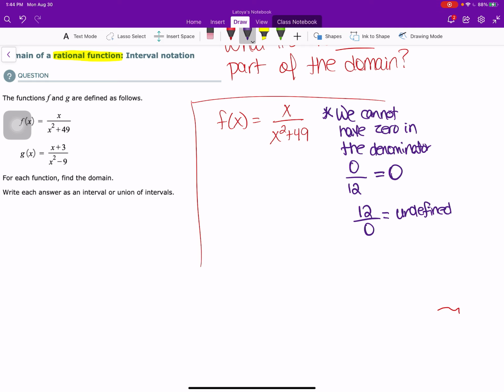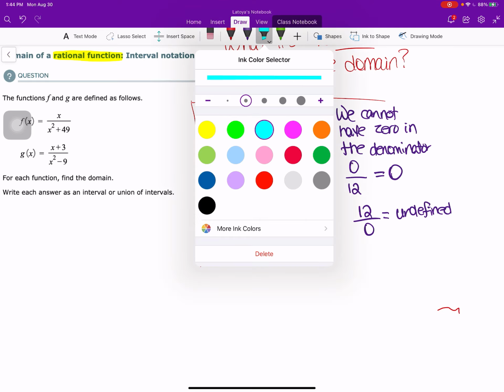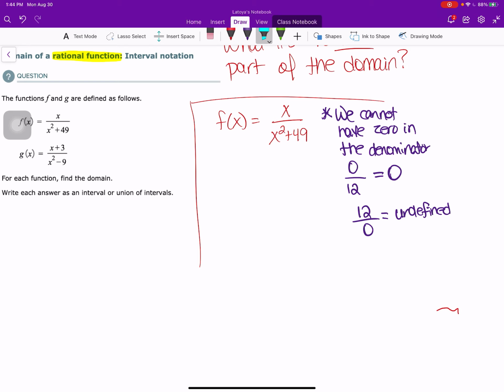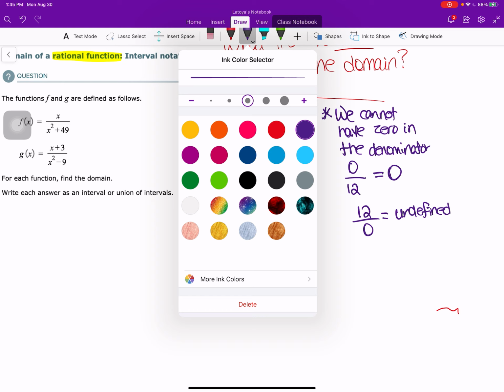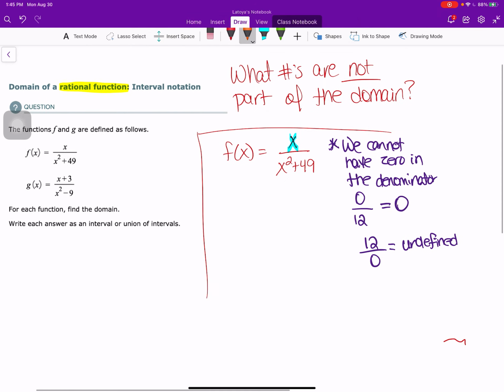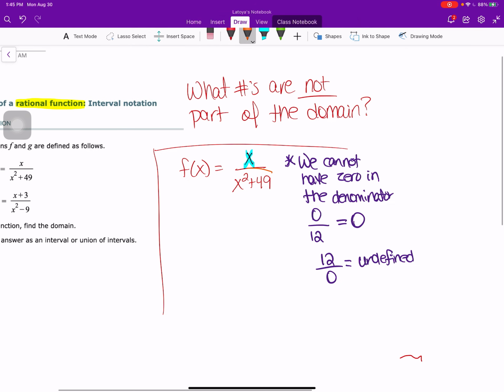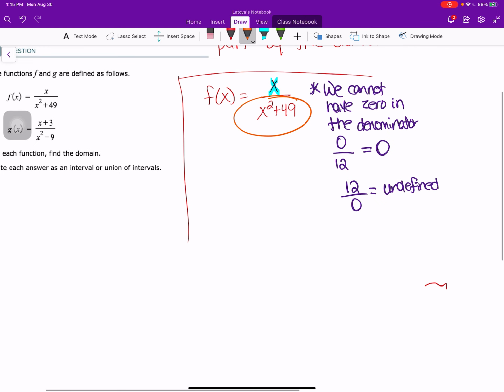So what I'm getting at is, with this rational expression, the x in that numerator could be anything. I don't care. Any number. It's not going to bother me at all. What we need to pay attention to is this denominator here. I know this denominator cannot be equal to 0. So I know that x squared plus 49 cannot be equal to 0.